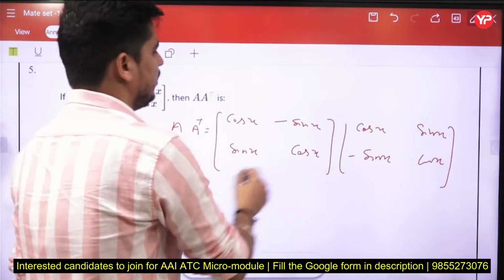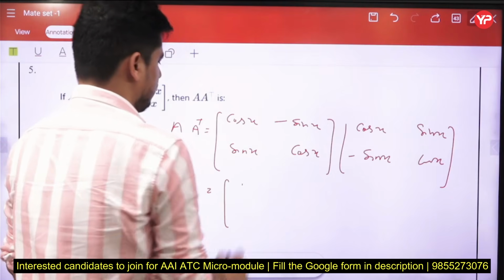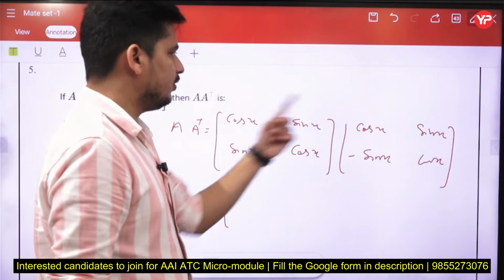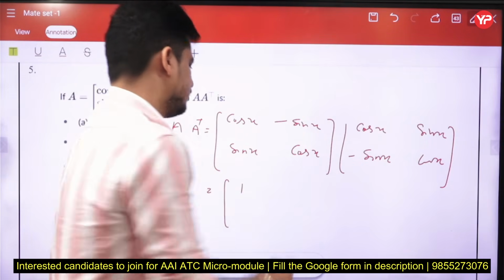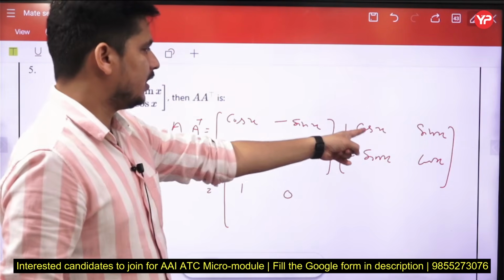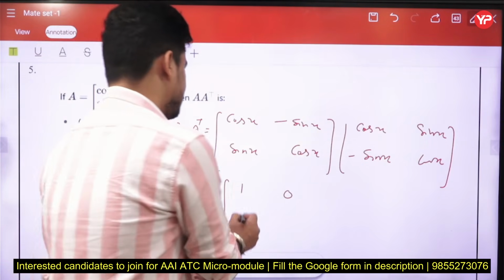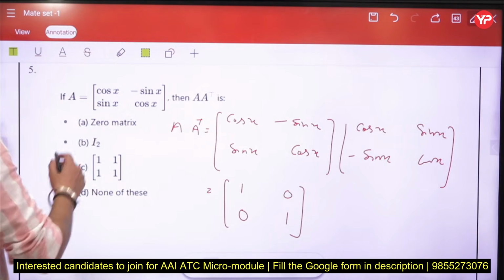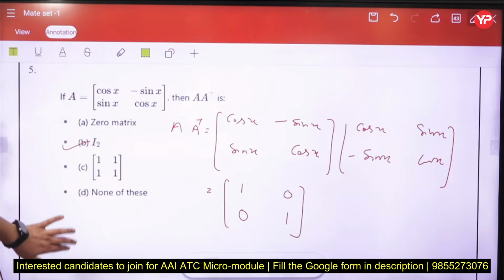Yeah, multiply here, that will become 1, right? Cos square x minus sin square x. Next value is cos x sin x minus sin x cos x, that is 0. This is sin x cos x sin x, that is 0, again 1. So it becomes an identity matrix of second order. Answer will be B.